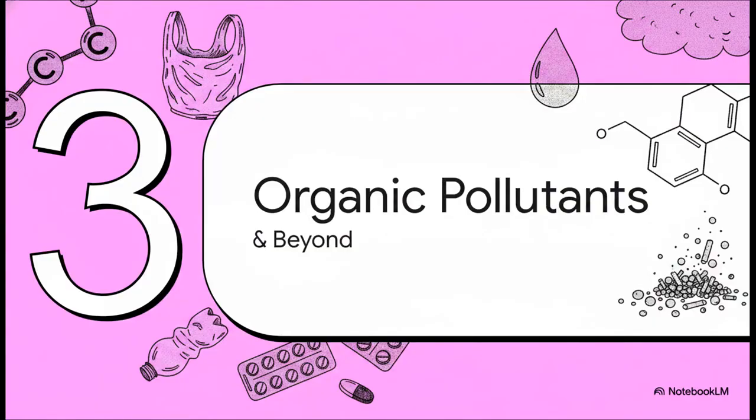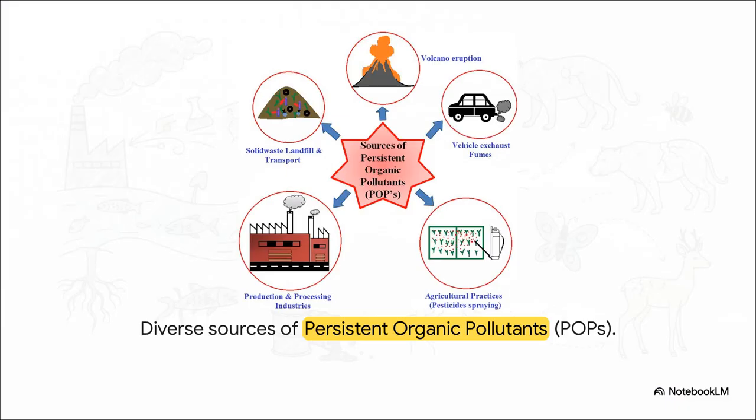Which brings us to our third and final section, organic pollutants and beyond. This is a massive umbrella covering everything from complex pharmaceuticals to everyday plastics. We're looking at persistent organic pollutants, or POPs, which are pouring into our ecosystems from a staggering array of sources. Solid waste landfills, industrial processing, agricultural runoff, and even the daily vehicle exhaust fumes from your commute. The key word here is persistent. These carbon-based chemicals do not break down easily. They literally linger in the environment for decades.